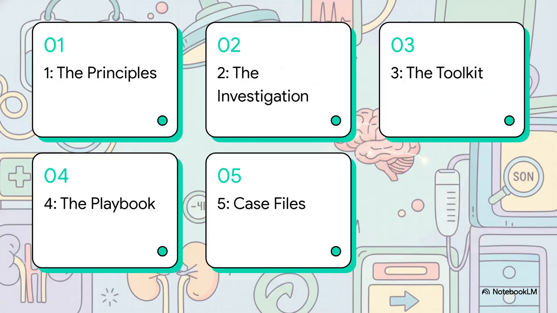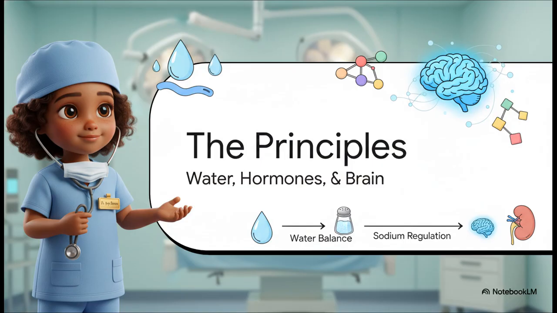So to really get a handle on this, we're going to tackle it like an investigation. First, we'll cover the basic principles: water, hormones, and the brain. Then we'll profile our patient based on their volume status. After that, we'll get into the essential calculations, run through the correction playbook, and finally, test our skills on some real bedside cases. So, first things first, we have to start with the fundamentals.